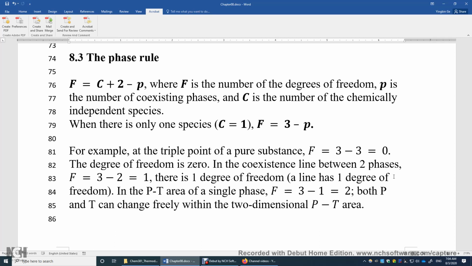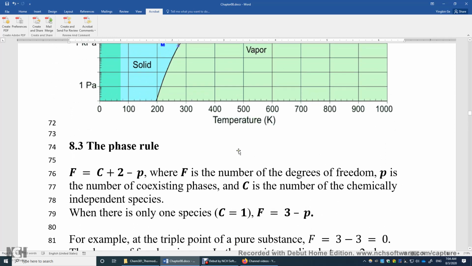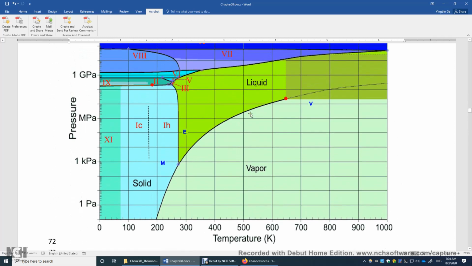Now let's look at the equation. First, what is the number of degrees of freedom? Let me show you a picture. If you see a line, that means the pressure depends on the temperature. There's only one independent variable. You have 1 degree of freedom. Well, if you look at this area, the P and T can both change freely. You have 2 degrees of freedom.